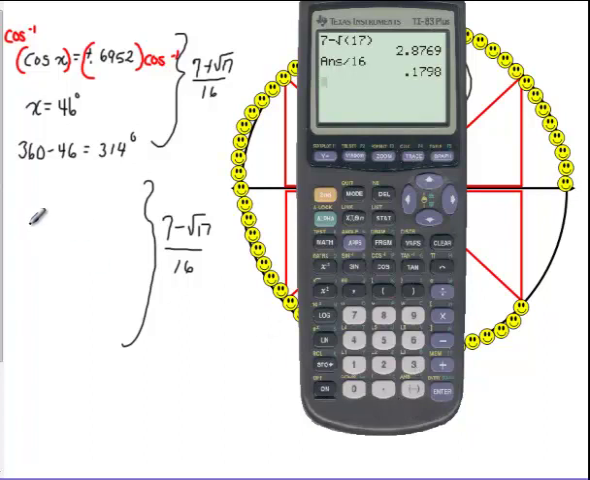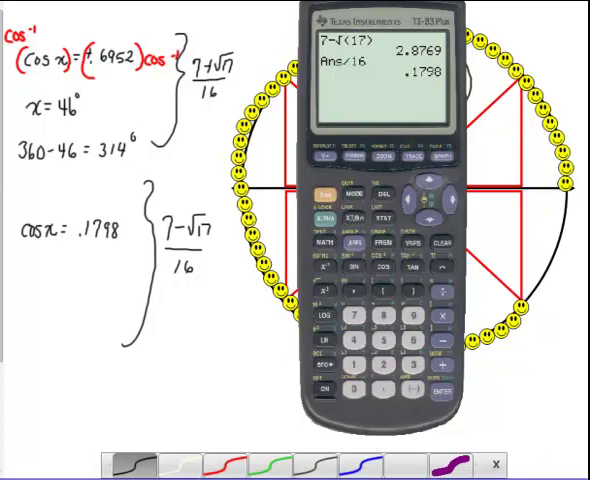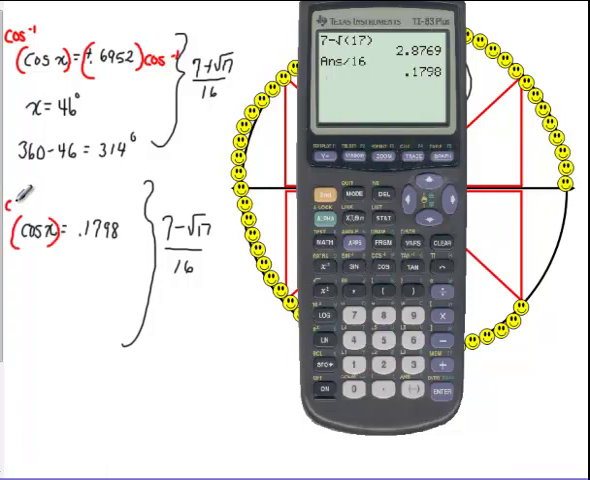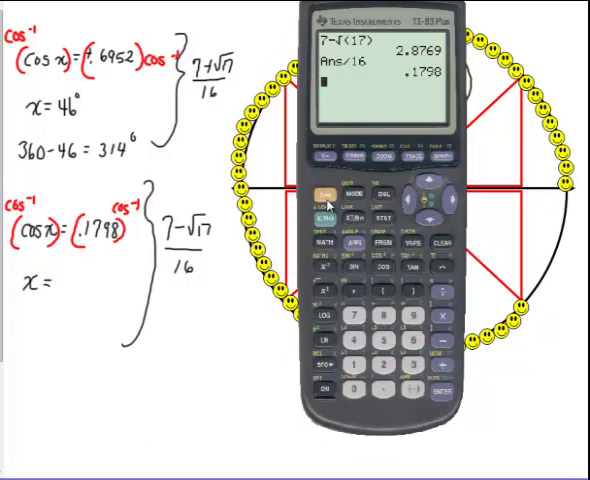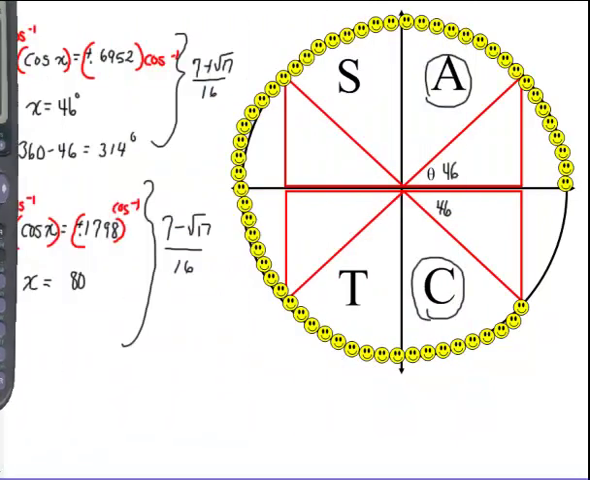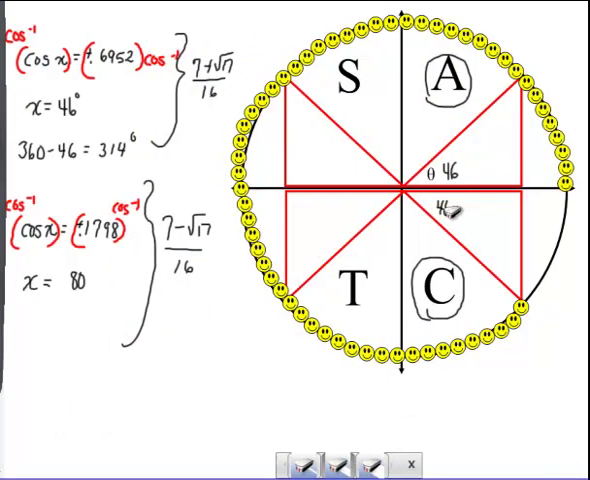All right. So we know the cosine of some angle is 0.1798. All right, inverse cosine that to get rid of the function of cosine and figure out what x is. X is inverse cosine of my answer, 80. But once again, it's positive. We're back in the first and fourth quadrants? Yep. You'll see why in a second.